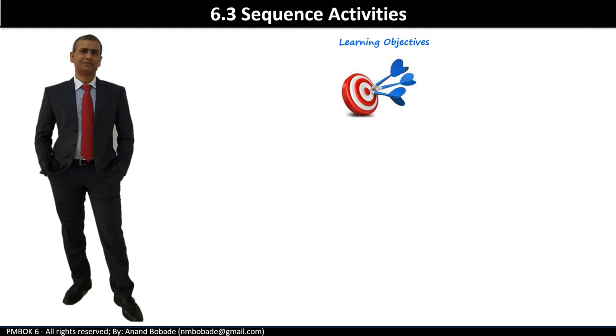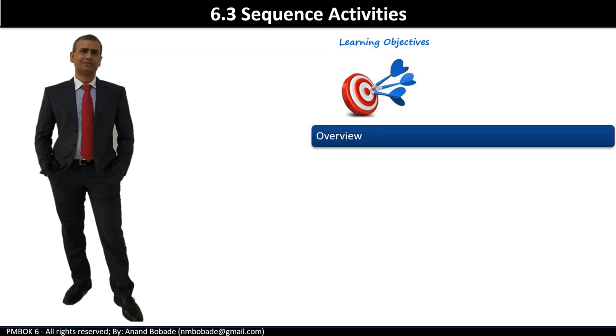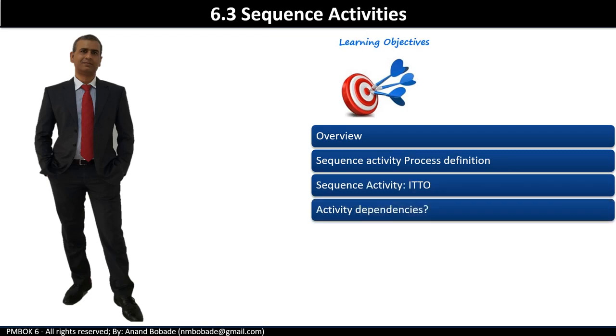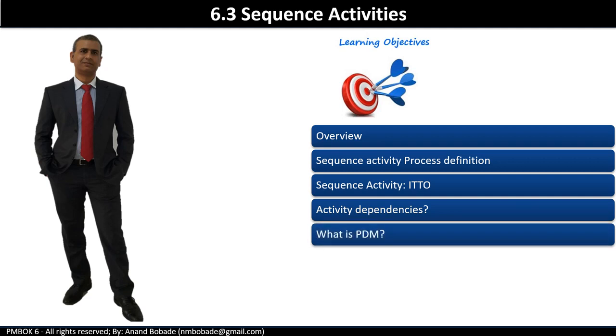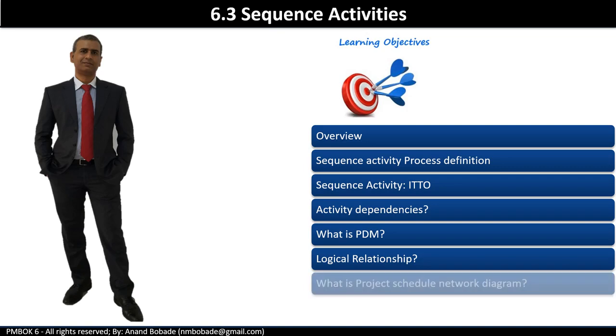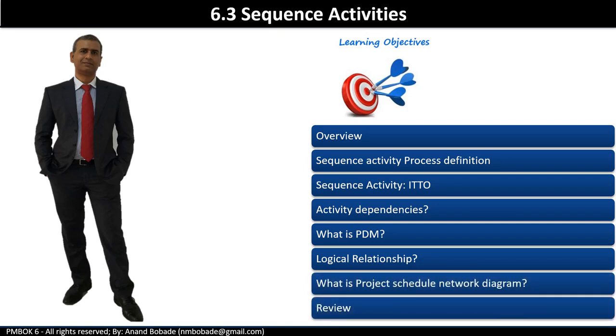The learning objectives of this session are: we will start with overview to understand purpose of sequence activity process. We'll go through a process definition. We'll talk about input, tools, techniques and output. What are the different types of activity dependencies? What is precedence diagramming method? What are the different logical relationships between activities? And the output, that is project schedule network diagram. And finally, a quick review.